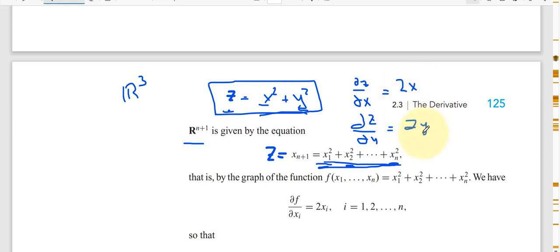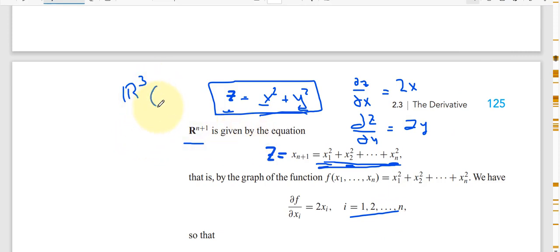So in general, it's going to be the partial of f with respect to x1, x2. They're all going to be the same, it's just going to be 2xi for all of these, for all the different possible i's. Okay, so what is the gradient in this smaller example?